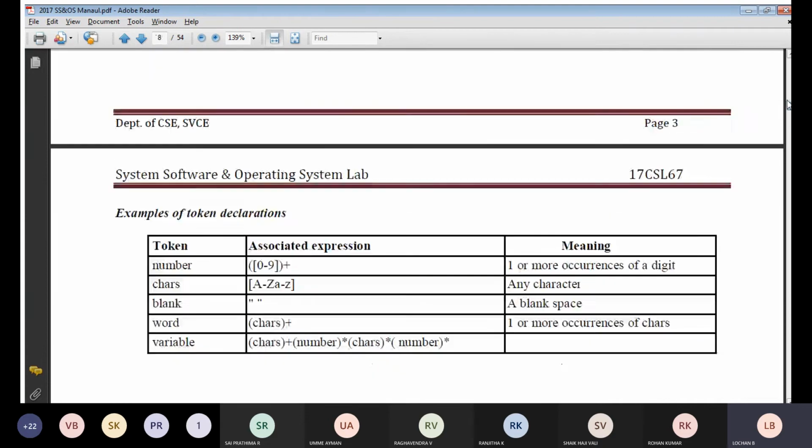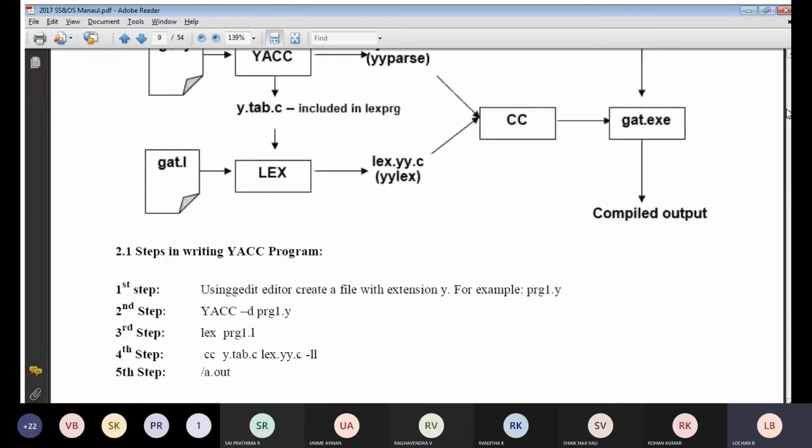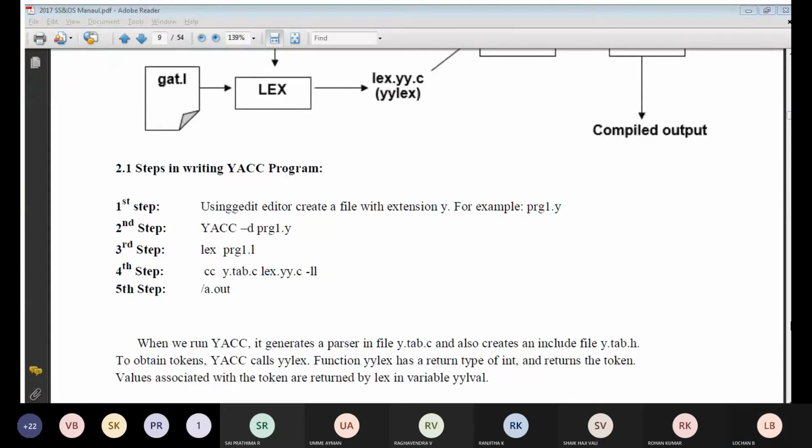Okay. So these are the steps we will be using. So yak minus d, that is what we will use if we are going to make use of the yak program. Before executing your yak program, we have to write a small pseudocode with respect to your lex part, so that we will be making use of your lex part also to compile that one. Lex file name dot l.